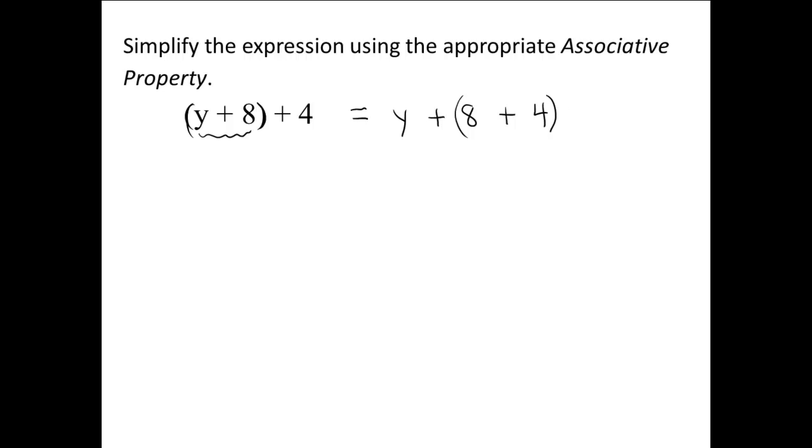But look what's inside the parentheses. That grouping is a grouping of like terms, of constant terms. 8 plus 4 is 12, so we have y plus 12. And again, we can go no further because y and 12 are not like terms.